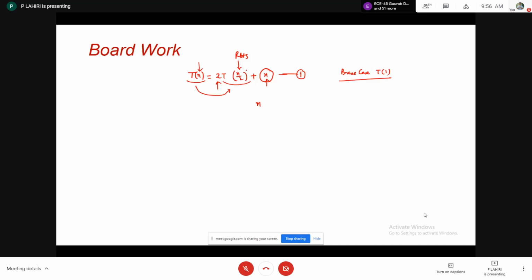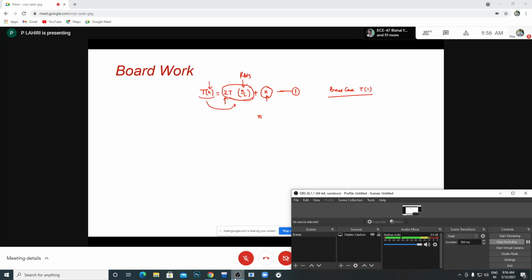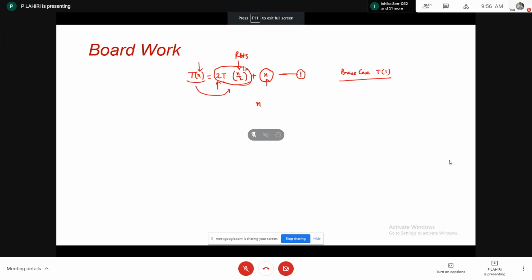Okay. Now come here. How many t terms are there in the right hand side? Two, 2t of n by 2. You have two n by 2 terms. So one t of n by 2 will be the left subtree. Another t of n by 2 will be the right subtree. So this is actually t of n.